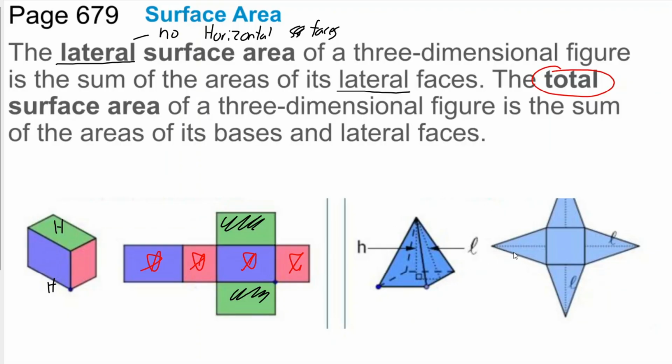What do we do if we have a shape that has slanted sides, like a pyramid? Which sides are which? So the horizontal face would be this one, the base, and these ones, well, they're not really horizontal, but they're not vertical. If rain falls on it, it would still get wet. What we're going to do is these sides, they're not horizontal. They're going to count as the lateral faces. So this side, this side, this side, this side, all the triangles, they would be the lateral surface area. And then the total surface area would include the horizontal base.